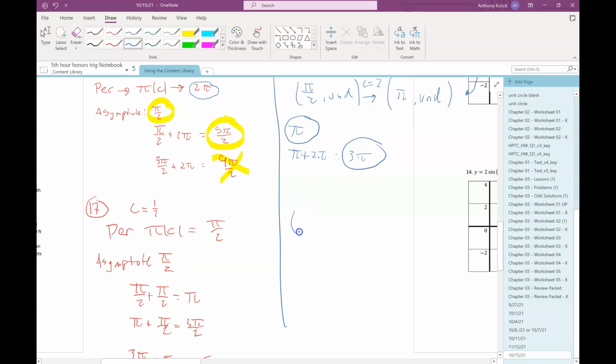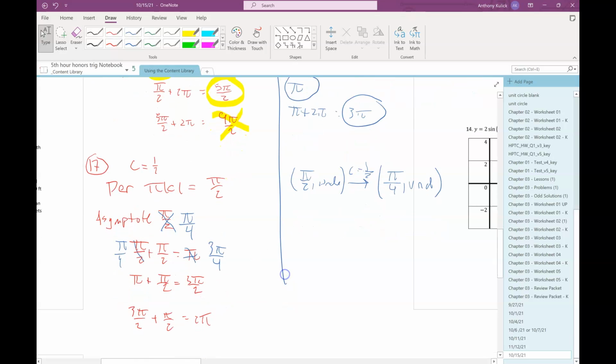So here, same thing. So our first is pi over 4. Well, the c is a half, right? So I'm doing 1/2 times the x. And we're still adding a pi over 2 after that.